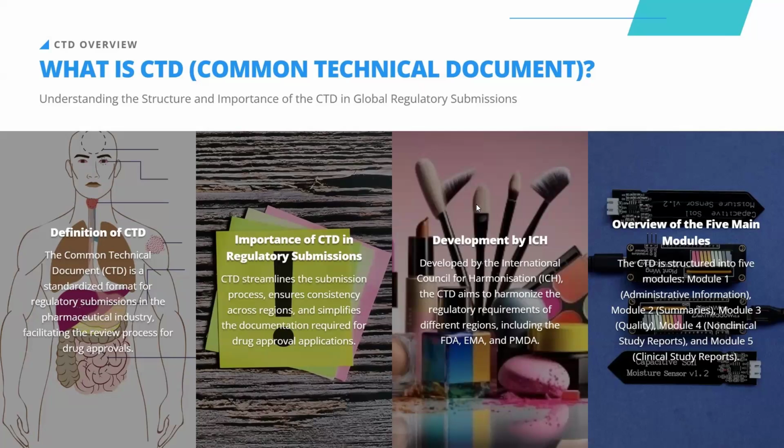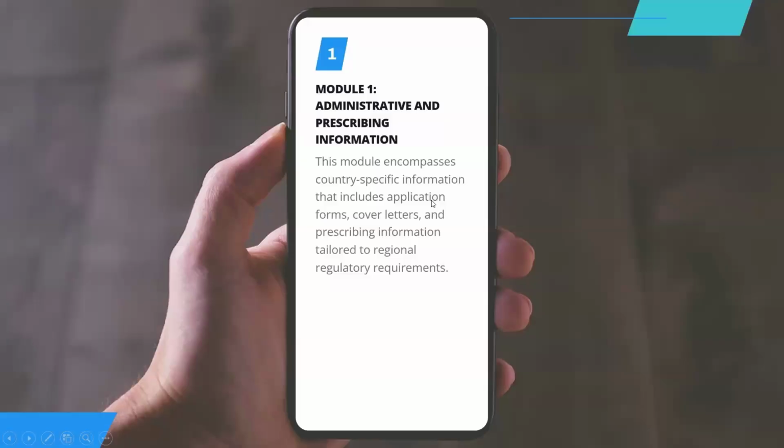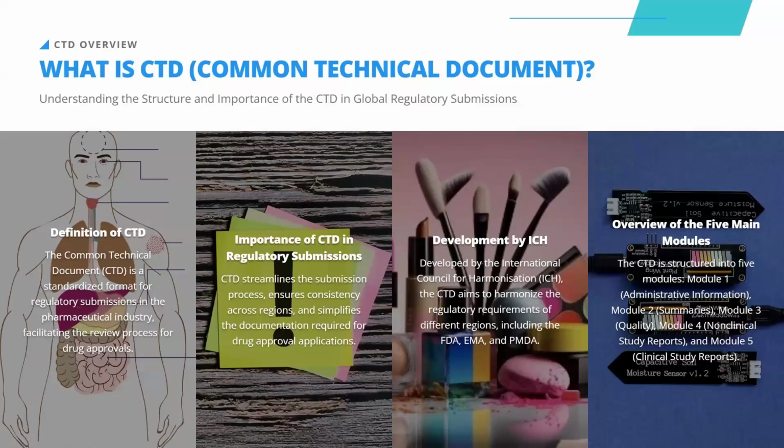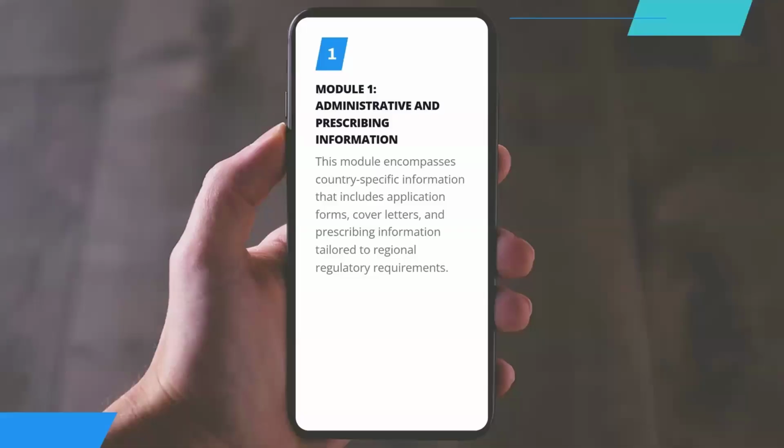Now I hope the overview of what CTD basically is, is clear to you. We'll take up each module separately after we discuss what eCTD is. This is again an overview of Module 1. Like I told you, Module 1 is administrative and prescribing information, which encompasses country-specific information, including application forms, cover letters, and prescribing information tailored to regional regulatory requirements.